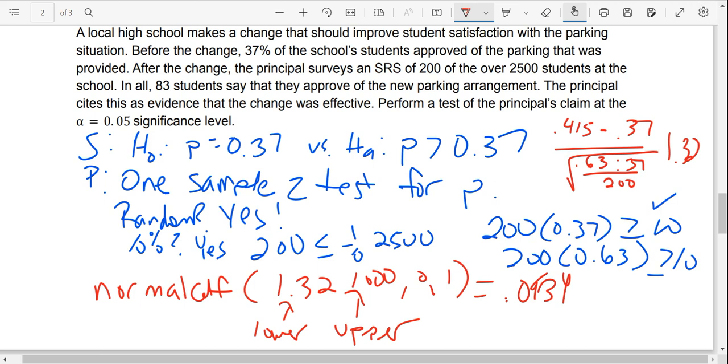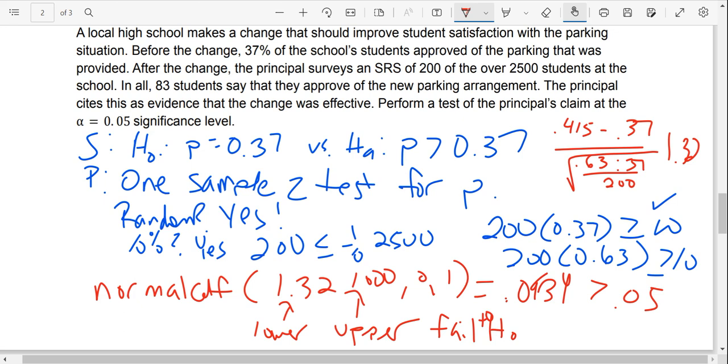Now, what does that mean? Well, that is bigger than your alpha of 0.05. And what does it mean when it's bigger than your alpha of 0.05? When your p-value is bigger than alpha, fail to reject the null. Okay? Fail to reject the null.